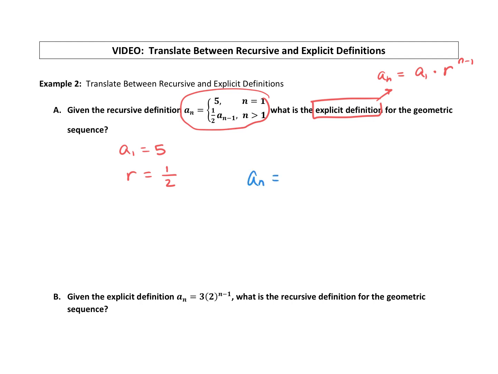A sub n equals the first term 5 times our ratio. Maybe I'll just put this one in parentheses because it's a fraction. So there's my 5 times the ratio raised to the n minus 1 power. There's an explicit definition.